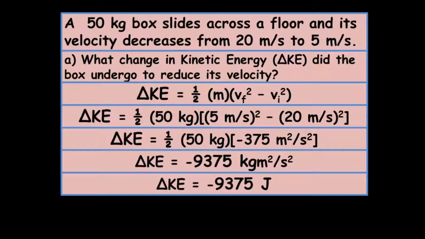A 50-kilogram box slides across the floor and its velocity decreases from 20 meters per second to 5 meters per second. What change in kinetic energy, delta KE, did the box undergo to reduce its velocity? Well, delta KE equals 1/2 the mass times the quantity VF squared minus VI squared. Plug in the values, prove this, make sure that I did it correctly. You'll get negative 9,375 joules.